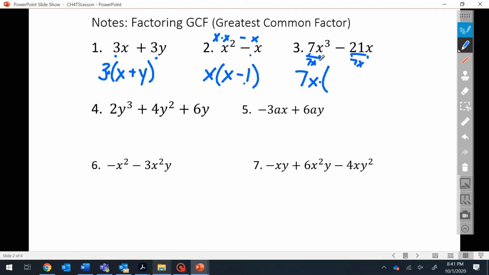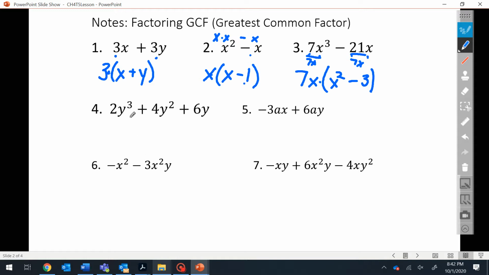7 divided by 7 is 1. And x cubed divided by x is x squared. So when I factor out a 7x from 7x cubed, I'm left with x squared. For the next term, 21 divided by 7 is 3, and x divided by x is 1, so we don't have to write that. So the factored form would be 7x, parentheses, x squared minus 3. We could check this just by distributing. 7x times x squared is 7x cubed. 7x times minus 3 is negative 21x.